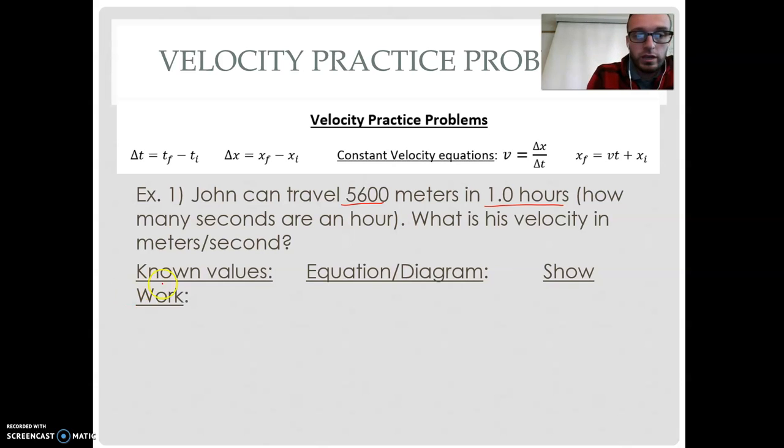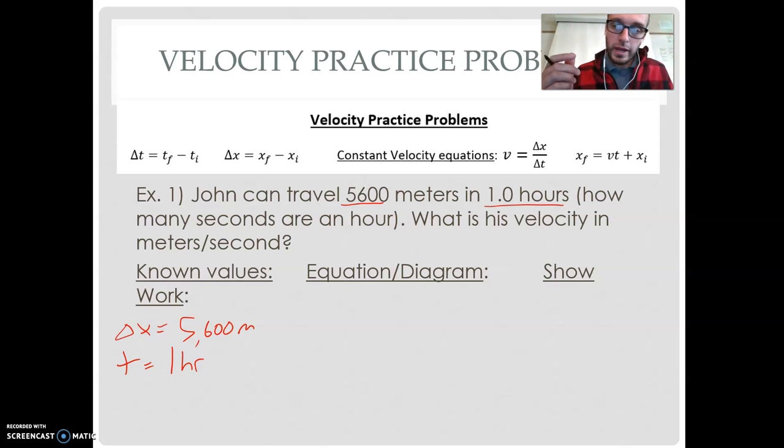Well, we can travel, so it looks like our delta x, that's how far we can go, is 5,600 meters, and our time here is 1 hour. Now, the problem with that is, as we noted earlier, we want our variables to have information paired with them that is in standard international units, SI units, and the SI unit for time is seconds. All right, and so what we need to do is convert that hours into seconds.